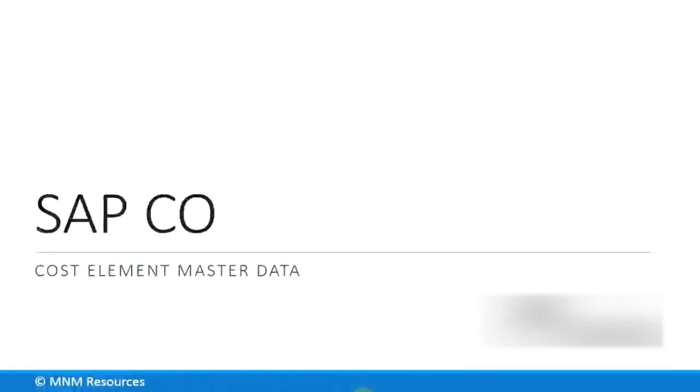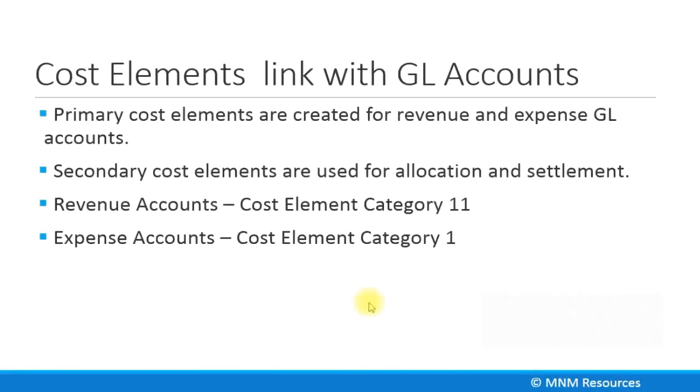Let's look at cost element master data. Let's look at the link between cost elements and GL accounts. As we mentioned earlier in our presentation, the GL accounts for revenue and expenses, we create them as primary cost elements. Now you have another cost element called secondary cost element. It is used for allocation and settlement within the CO module.